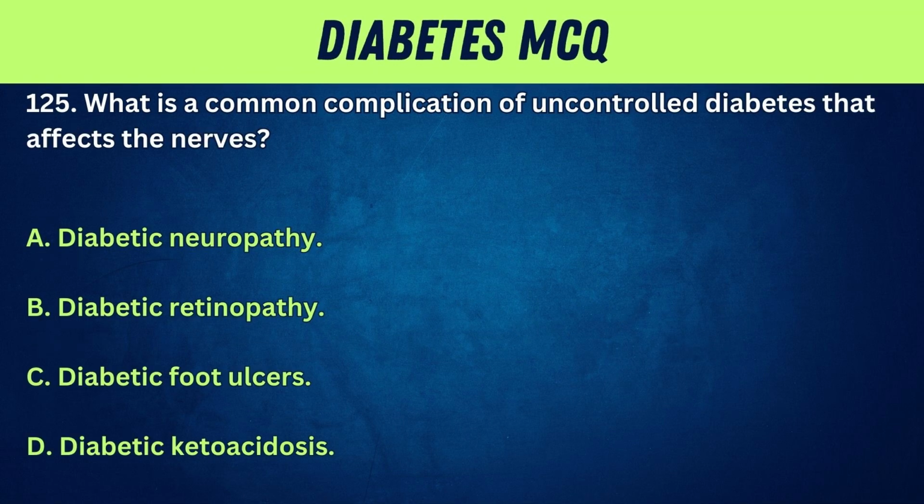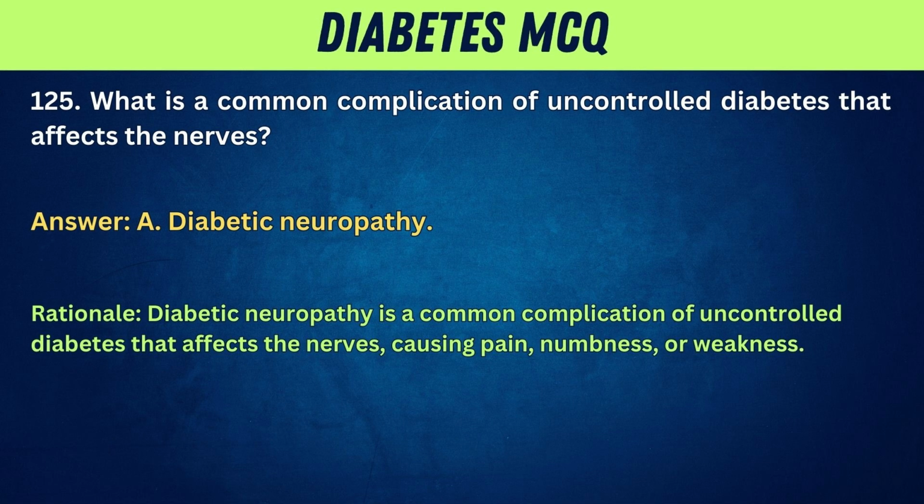125. What is a common complication of uncontrolled diabetes that affects the nerves? A. Diabetic neuropathy. B. Diabetic retinopathy. C. Diabetic foot ulcers. D. Diabetic ketoacidosis. Answer: A. Diabetic neuropathy. Rationale: Diabetic neuropathy is a common complication of uncontrolled diabetes that affects the nerves, causing pain, numbness, or weakness.